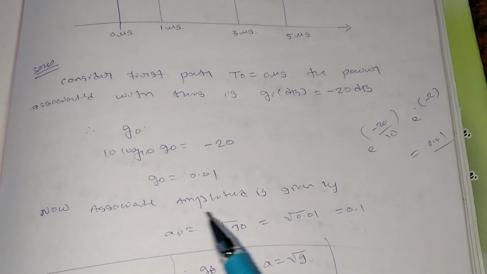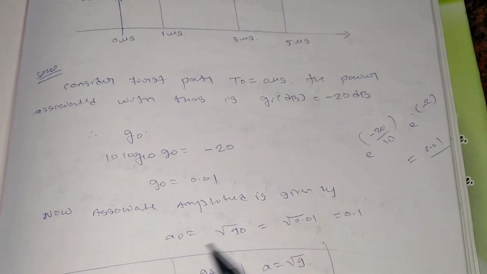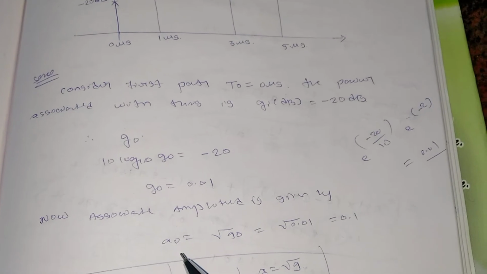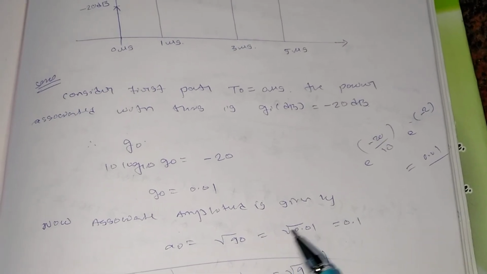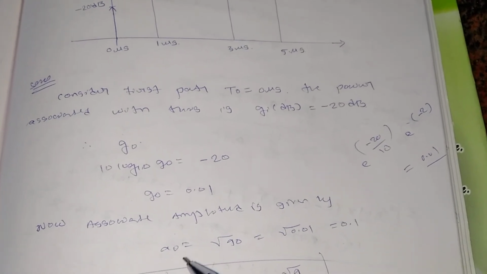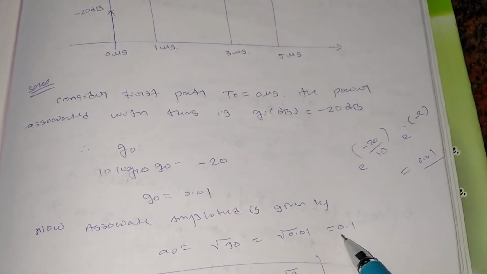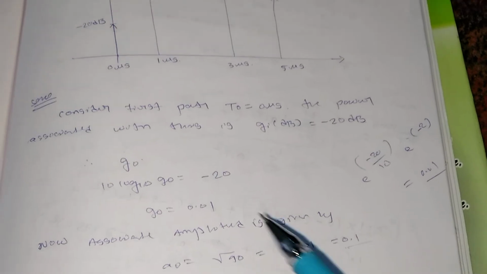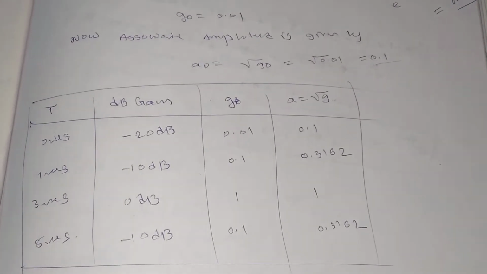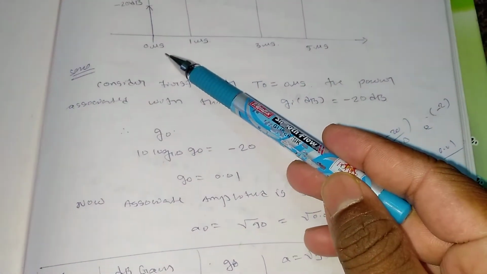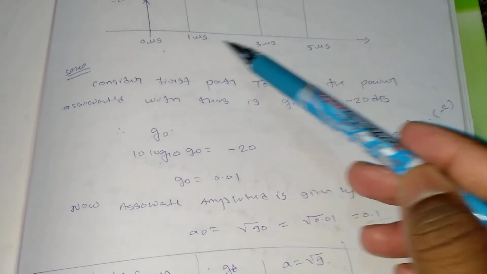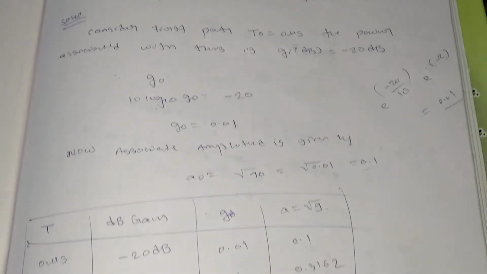After that, the associated amplitude is given by a naught equal to square root of g naught. So amplitude is the square root of the power. Amplitude is denoted by a naught and g naught is the power. So square root of 0.01 will be equal to 0.1. So now I have got the amplitude. This is time and this is amplitude that I am trying to find out. This is only for 0 microseconds. Similarly, I have to find it for 1 microsecond, 3 microseconds and 5 microseconds here.